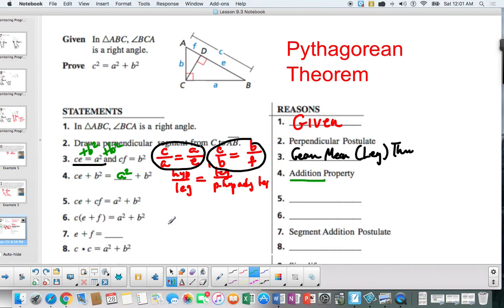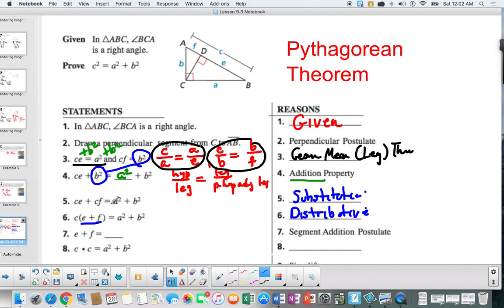All right, now what I'm going to do is substitute. So I'm going to take this b squared out, and I have a replacement for b squared. And so this is going to be called substitution. So this has been substituted. And now I'm going to factor out a c, which is the distributive property, in the opposite direction.